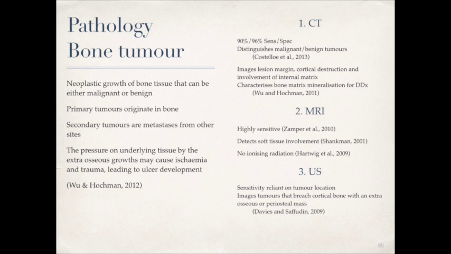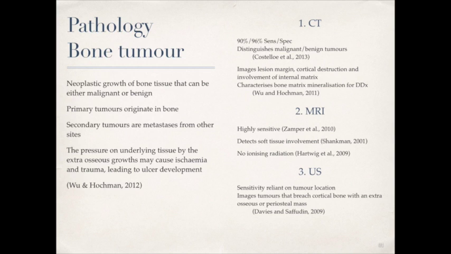CT is recommended for bone tumours with a sensitivity of 90% and specificity of 96%. It is also capable of distinguishing between malignant and benign tumours by imaging the margin, cortical destruction, and involvement of the internal matrix. This allows CT to characterise the bone matrix mineralisation for differential diagnosis.